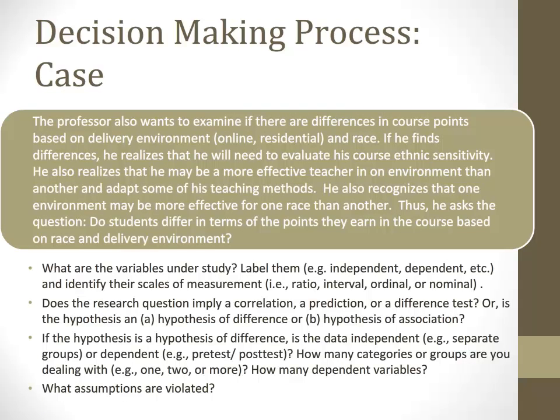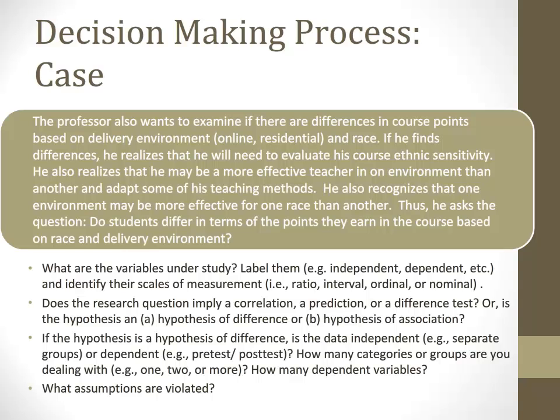Okay, let's look at one more example. Here's this example. The same professor wants to examine if there's a difference in course points based not only on the delivery system used or the environment, the online versus residential, but also race. If he finds a difference, he could determine if he needs to evaluate his own course ethnic sensitivity. He may realize based on these results that he's more effective as a teacher in one environment and better at adapting his teaching methods to be ethnically sensitive in one environment over another.